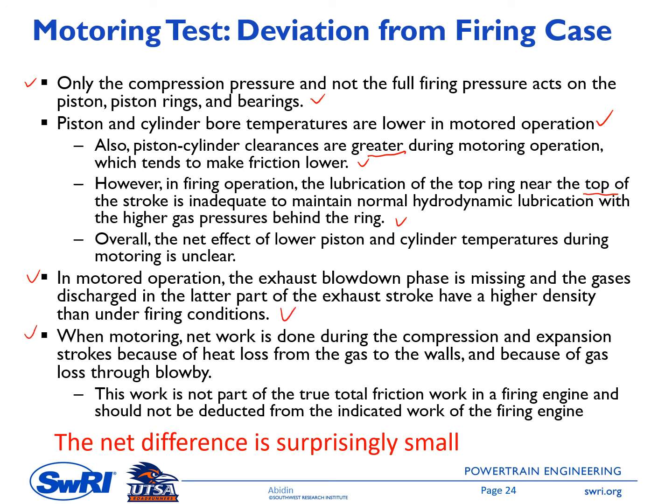The next deviation is that when motoring, net work is done during the compression and expansion strokes because of heat loss from the gas to the wall and because of gas loss through blow-by. This work is not part of the true total friction work and should not be deducted from the indicated work of the firing engine. Surprisingly, although we have such deviations, the net difference is small. Therefore, this motoring testing is still used for estimating the engine friction work.